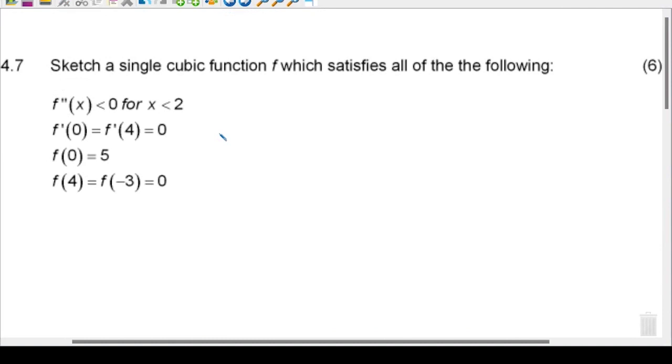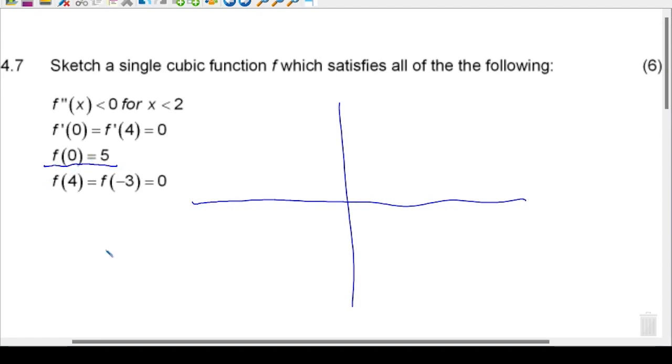And this is an interesting question because it gives us a whole lot of information and asks us to draw a graph. Right, let's just have a look at what we've got. The first thing is that we've got f of 0 equals 5. That means that when x is 0, y is 5. That suggests that 5 is the y-intercept of our function.